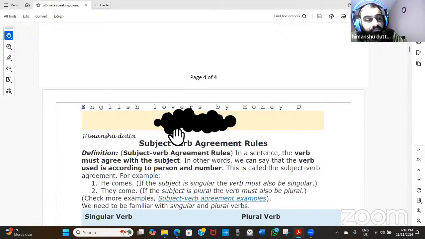I don't want to make any fuss over the previous topics right now because I think we should move on with the next lesson. So let's begin learning about subject verb agreement.